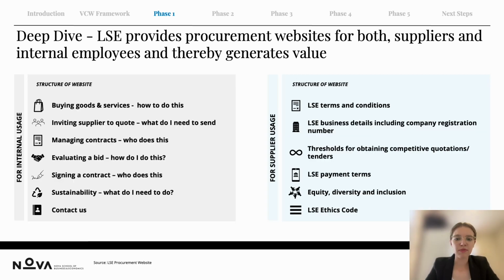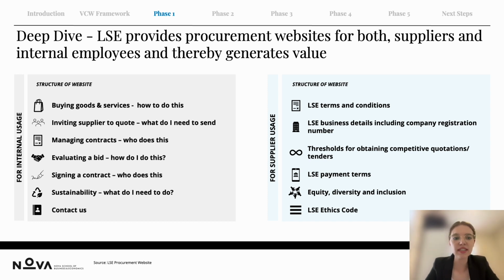So as you probably recognized in the graph we showed beforehand, LSE was the leader among all procurement systems. And why is this the case? Two of the aspects they do pretty well is how they set up their procurement website. So they have two different websites in place. One is for internal usage and one is for the supplier usage.